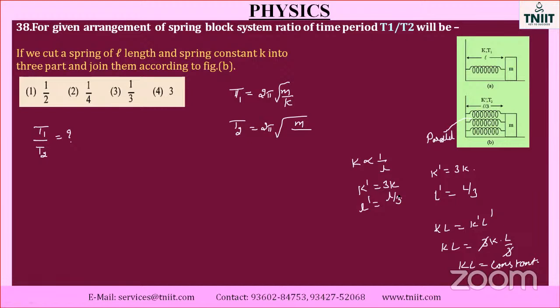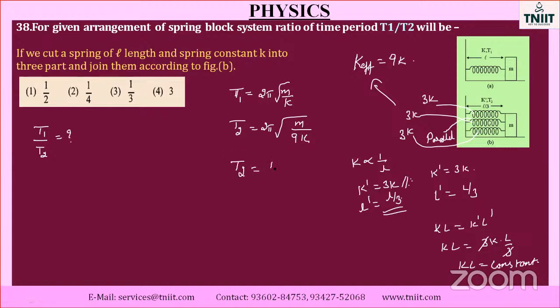L dash will become L by 3. So totally we have 3 springs. Each spring is having a constant of 3K, because L and K are inversely proportional. If all the 3 springs are in parallel, what is the effective constant? The effective constant is 3K plus 3K plus 3K, that is 9K.